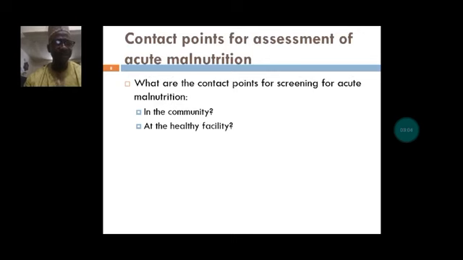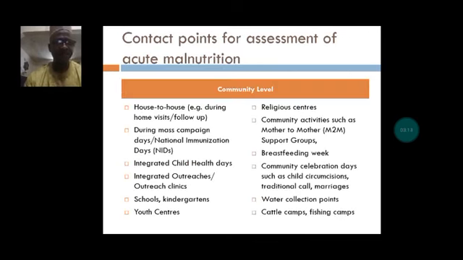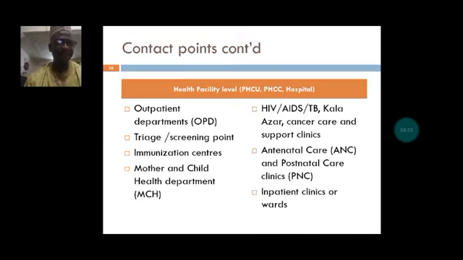What are the contact points for screening for acute malnutrition? This can be done in the community, at health facility, integrated outreaches, schools, kindergarten, community celebration, etc. We can also assess them through OPD, ANC, that is antenatal care, or postnatal care.